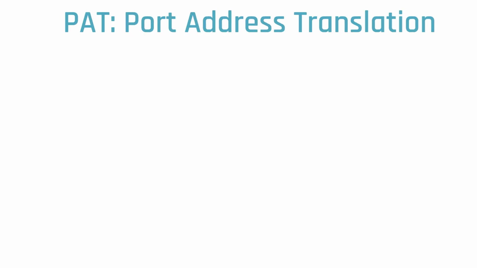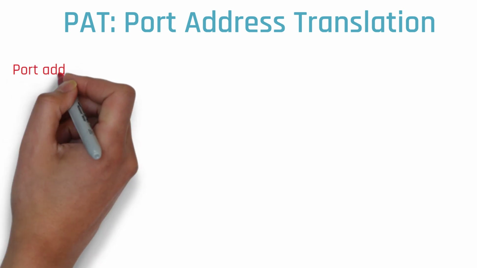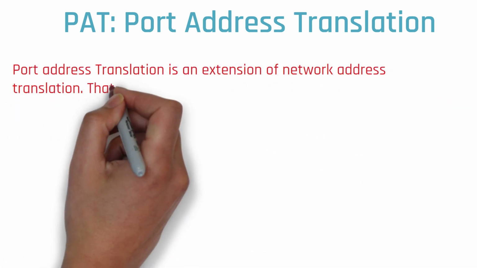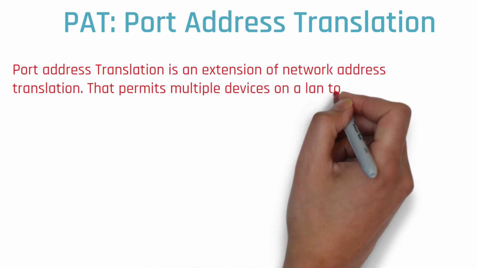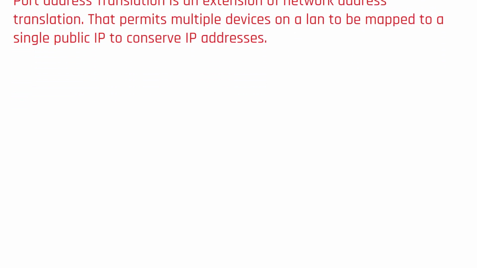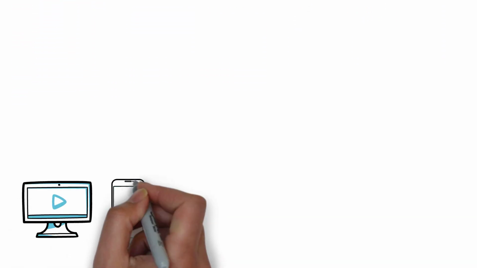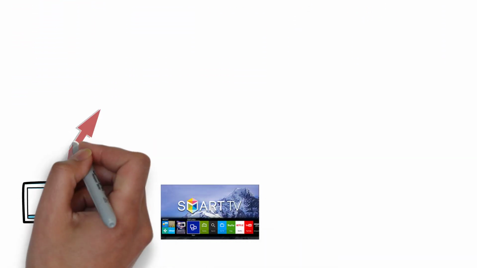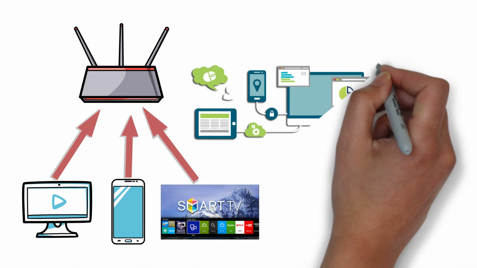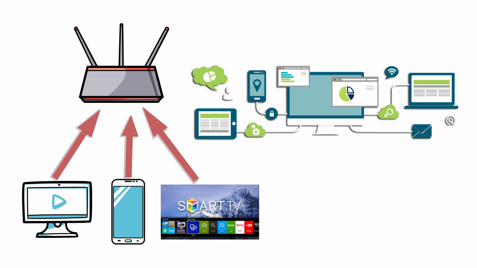PAT stands for Port Address Translation. Port Address Translation is an extension of network address translation that permits multiple devices on a LAN to be mapped to a single public IP to conserve IP addresses. This comes in handy when you have sent multiple IP packets to the same router through different apps or devices, or let's say tabs in a browser.